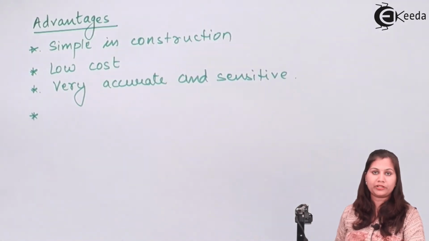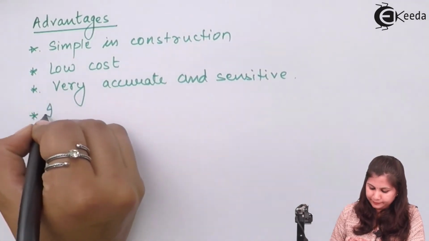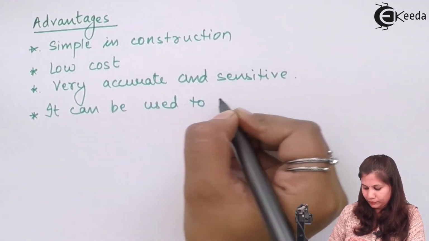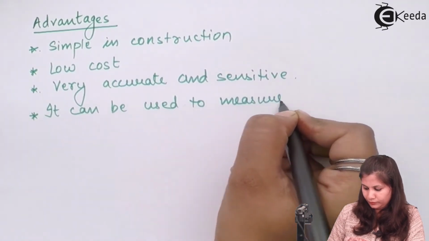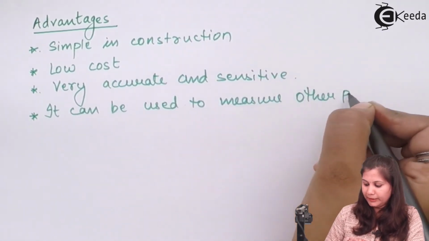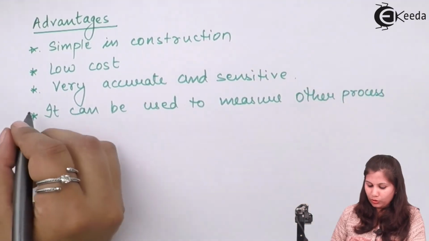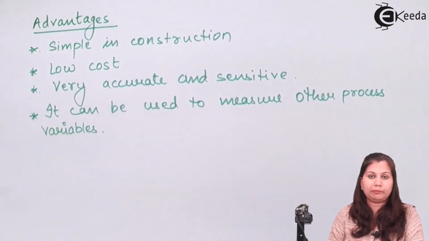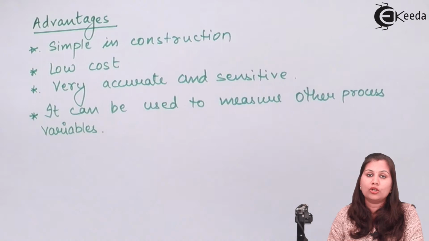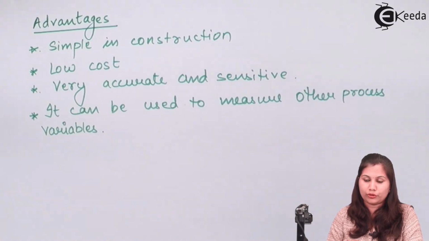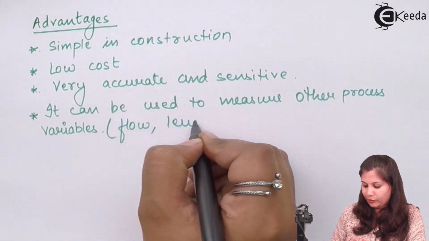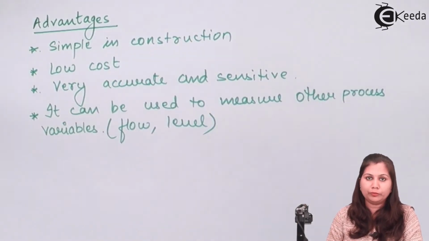And it can be used to measure other process variables, like flow and level. If we use the U-tube manometer with orifice plates, venturi tubes and flow nozzles, then with the help of them, we can measure the flow rate of the liquid also. So other process variables like flow and level can also be measured with the help of the U-tube manometer.